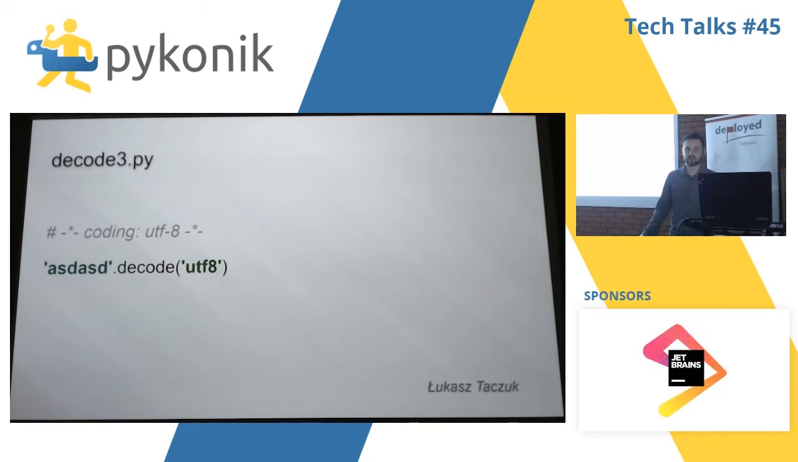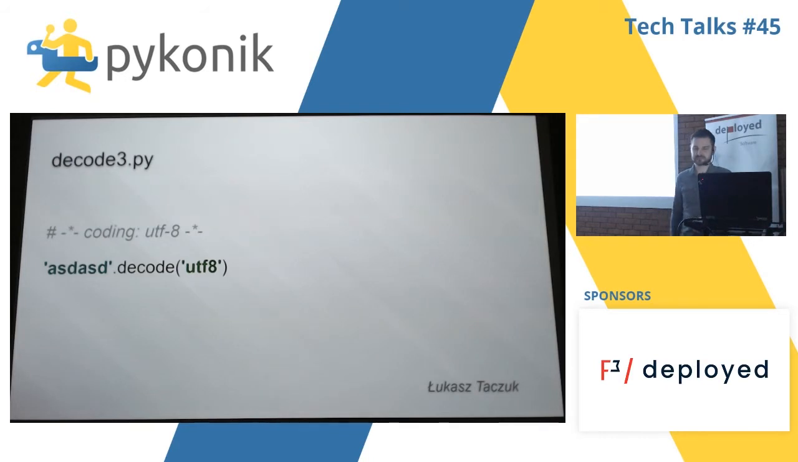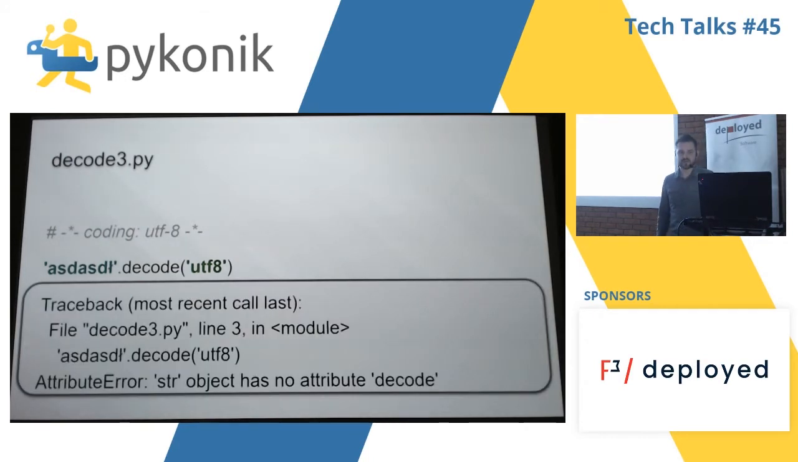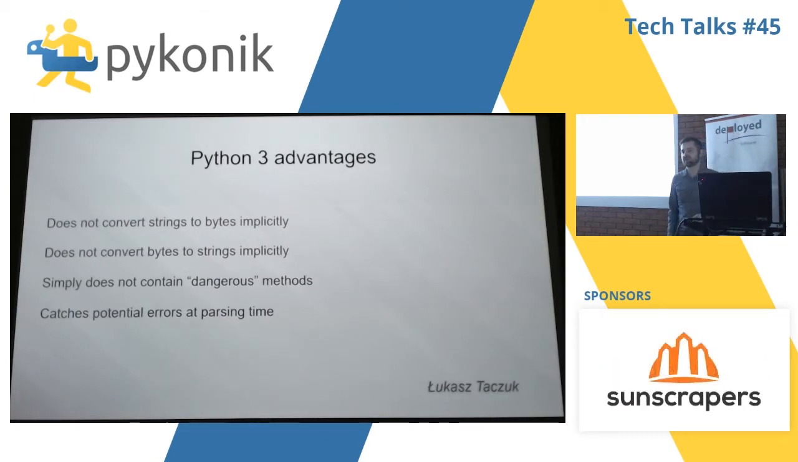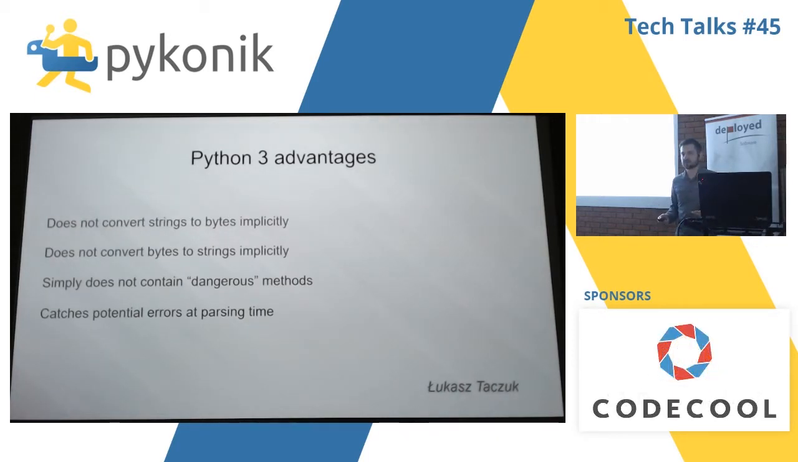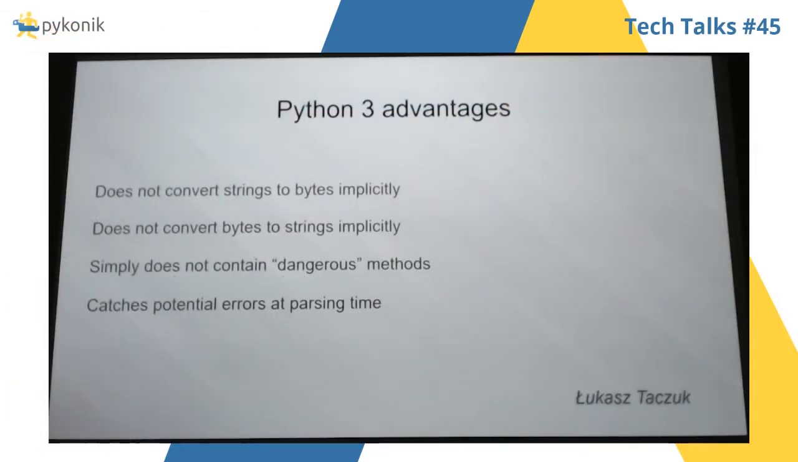And now what if we decode a Unicode object? Remember, do not do this at home, at work neither. The string object has no attribute decode. So as I said, the advantage of Python 3 is that it does not convert strings to bytes, bytes to strings. It does not contain dangerous methods, so that you cannot encode bytes. And it catches all the potential errors at parsing time.